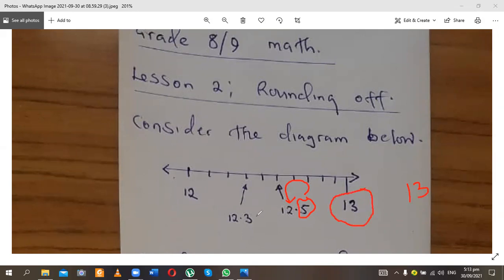And if the number is 12.4, 12.3, 12.49, 12.1, 12.07, those numbers can be rounded off to the nearest whole number, which is a 12. So that is the way we go about rounding off the decimal number to the nearest whole number.